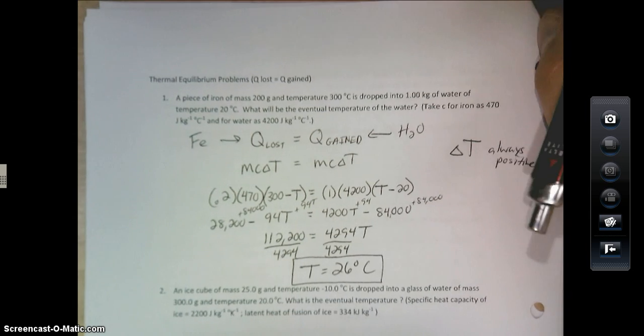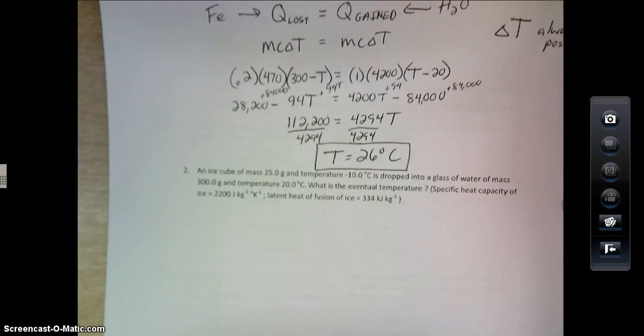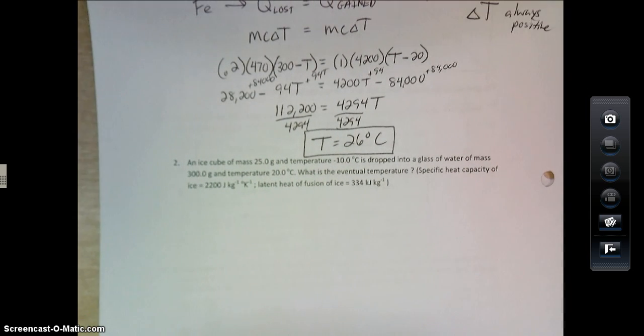Now, I'm just going to set up the other one for you, and then I'll have you go ahead and try to solve it. It says an ice cube of mass 25 grams and a temperature of negative 10 degrees Celsius is dropped into a glass of water of mass 300 grams and a temperature of 20 degrees Celsius. What is the eventual temperature? And then it gives us the specific heat of the ice and the latent heat of fusion of the ice.